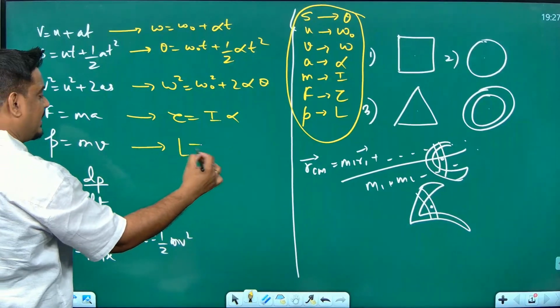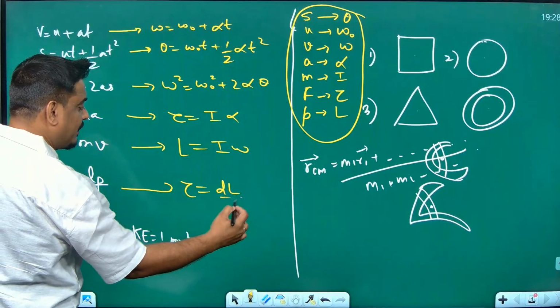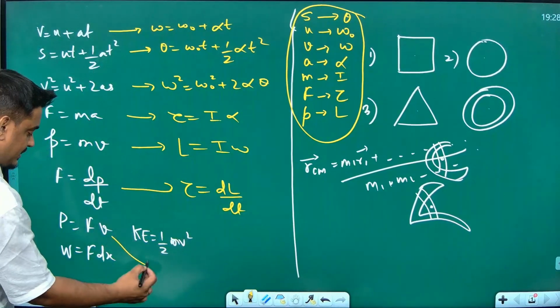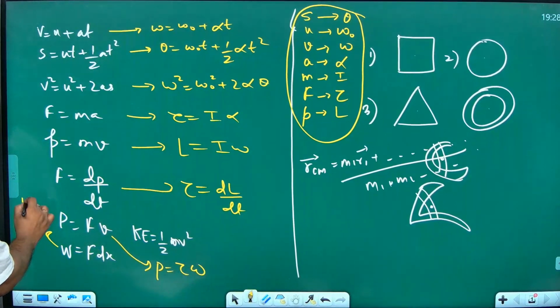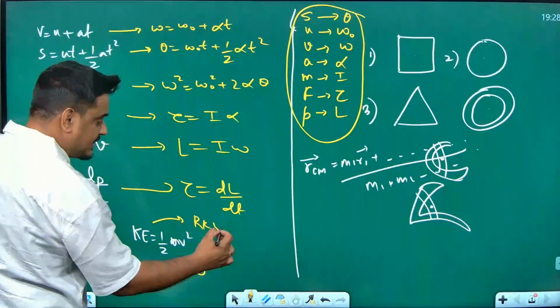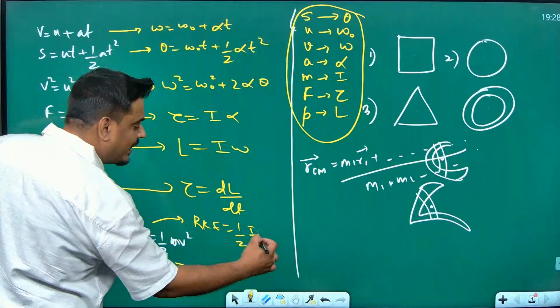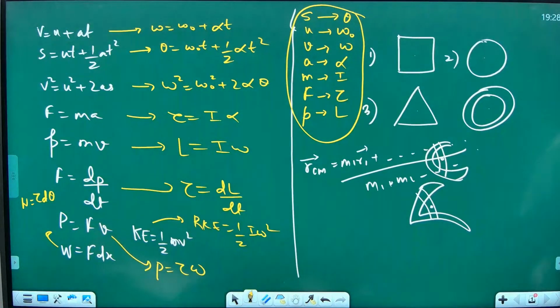We can write L is equal to I omega. We can write tau is equal to dL by dt. We can write power is equal to tau into omega. We can write work done is equal to tau into d theta. We can write rotational kinetic energy as half I omega square. All these things we have learned in the previous class.